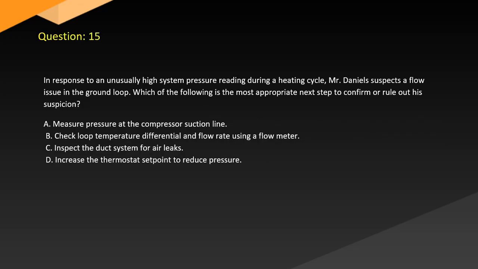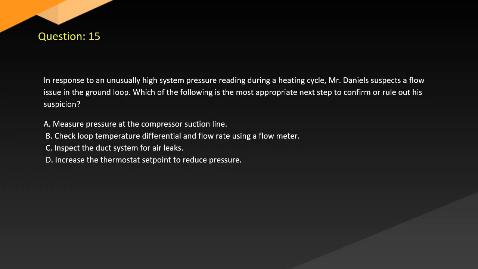Question 15. In response to an unusually high system pressure reading during a heating cycle, Mr. Daniels suspects a flow issue in the ground loop. Which of the following is the most appropriate next step to confirm or rule out his suspicion? A. Measure pressure at the compressor suction line.